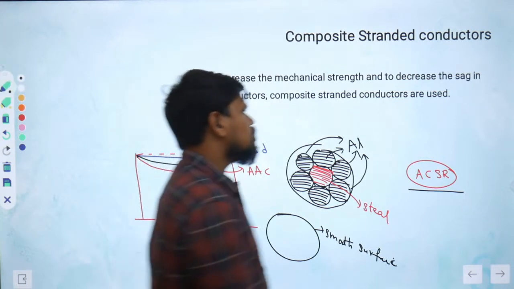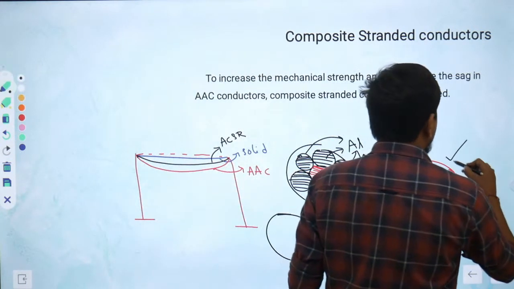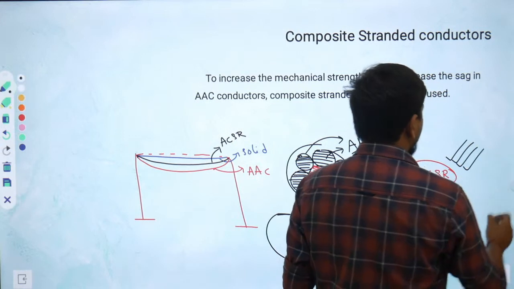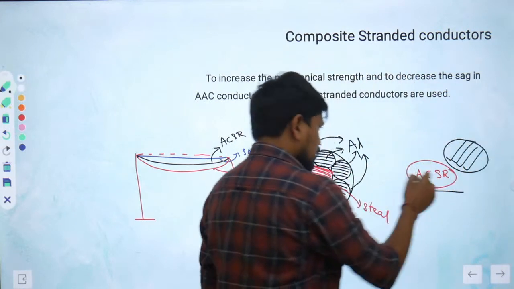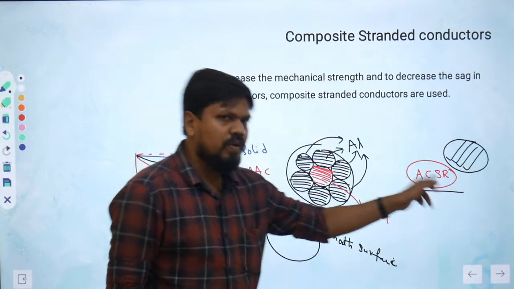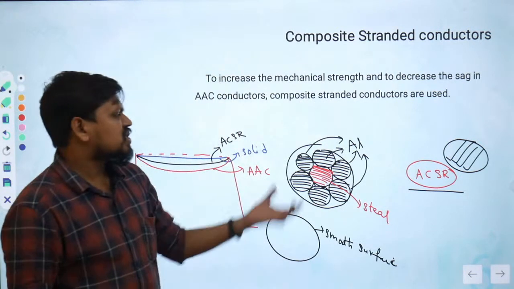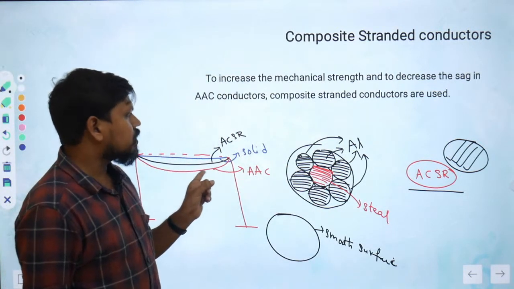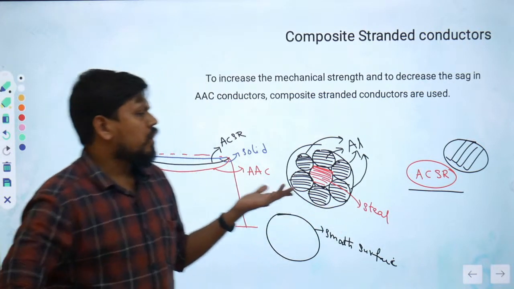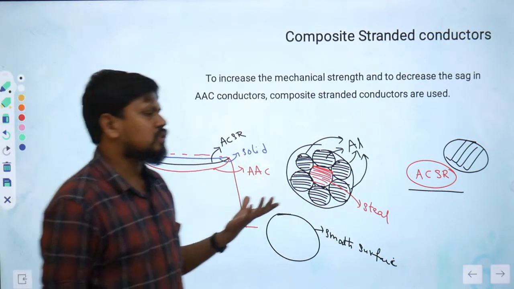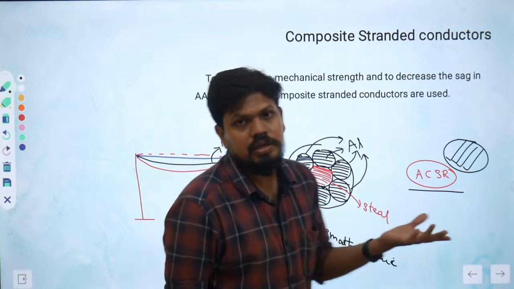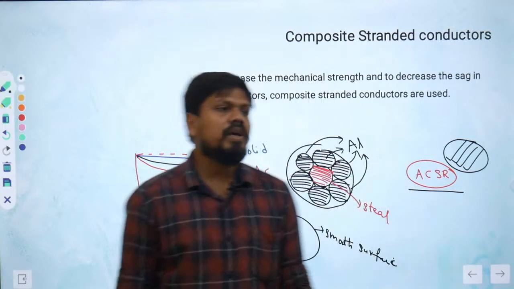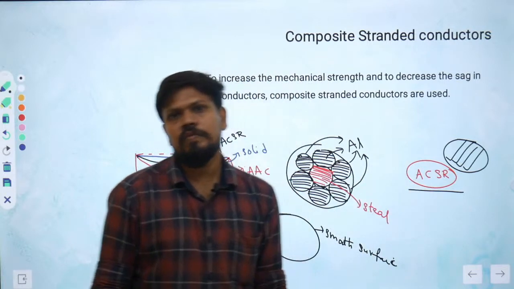I told you why we have to use ACSR type of conductors. We are using ACSR type of conductors because stranded conductors have the problem of sag, and whenever we use the solid conductor system, we get more skin effect. That's why we are using ACSR type of conductors.